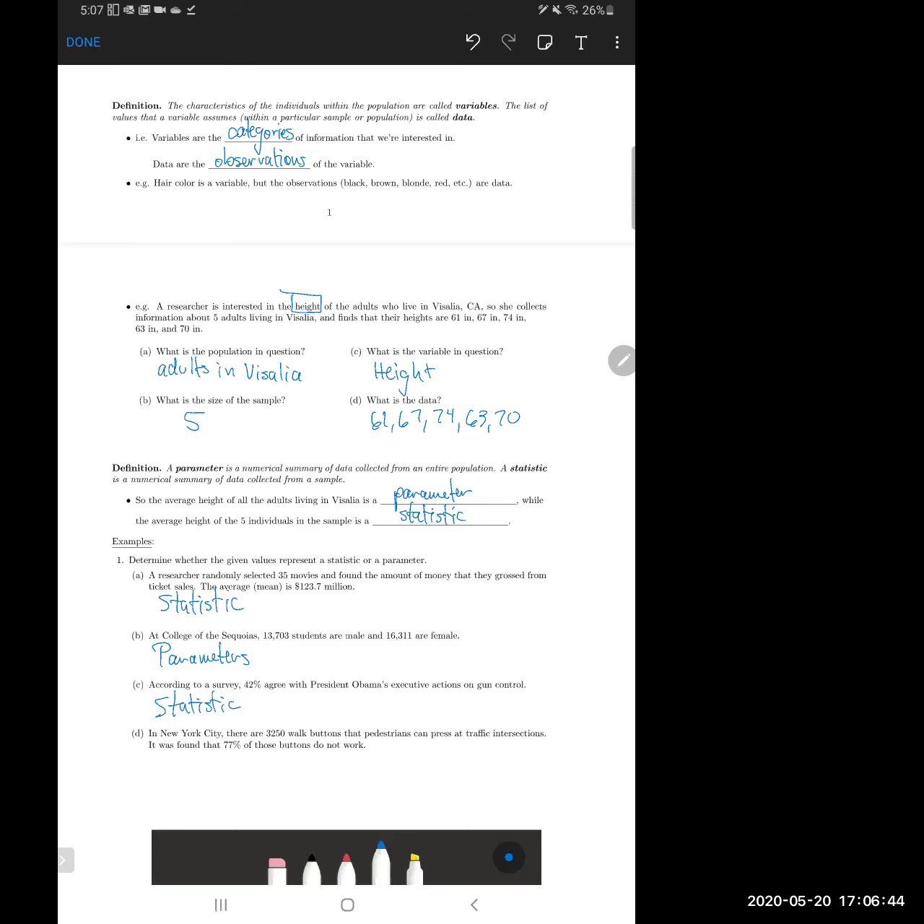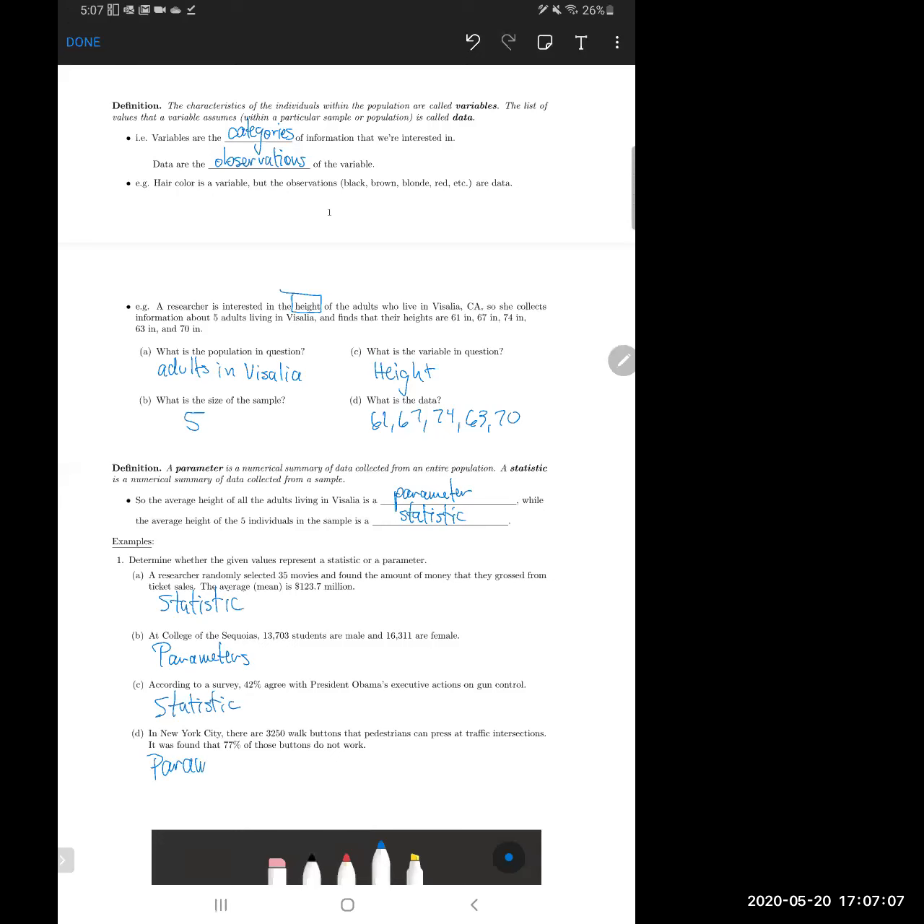But based on this, I think it's pretty clear they're describing a parameter here. This 77% is a parameter because it seems like they're looking at all of the walk buttons in the city, right? They didn't just take a sample of some of the walk buttons. They're saying in New York City, there are this many walk buttons, and out of those, 77% do not work.